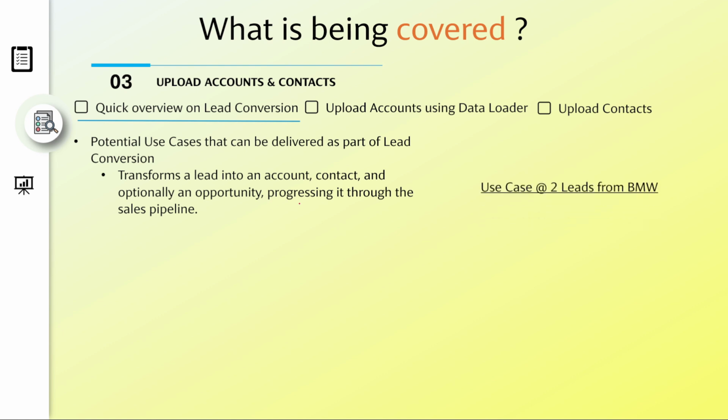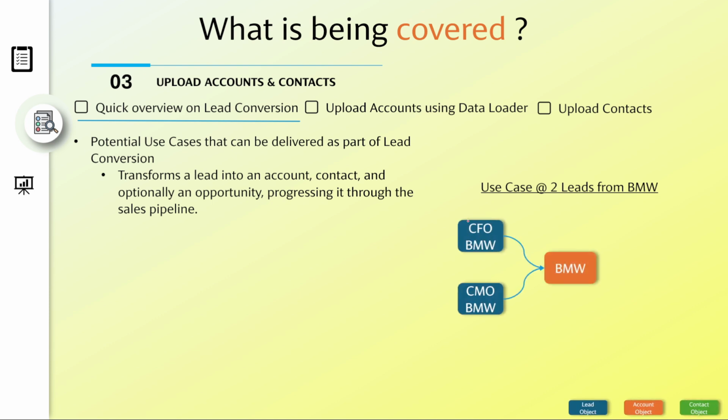So let's take a quick example of a use case where we have two leads from, let's say, BMW, and how those records are stacked up in Salesforce. So let's say we had some awesome event where a CFO and a CMO from BMW attended your event. So in the legend we can see that we're representing the blue ones as the lead record here, and the orange ones is an account object.